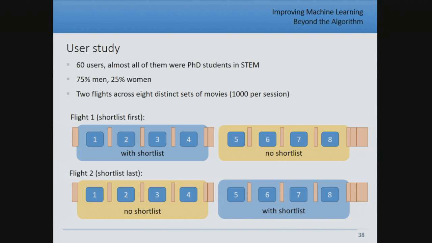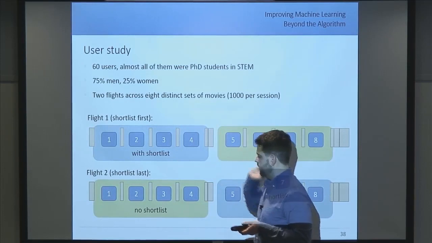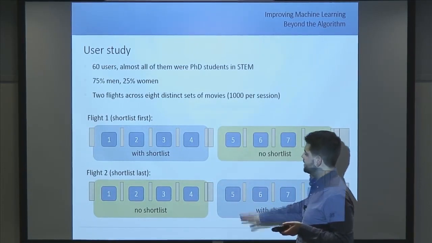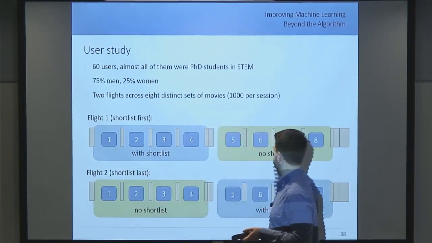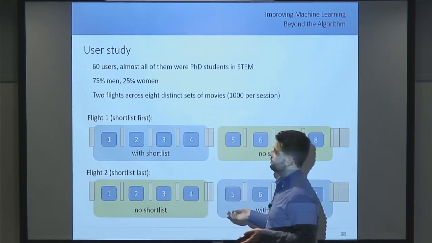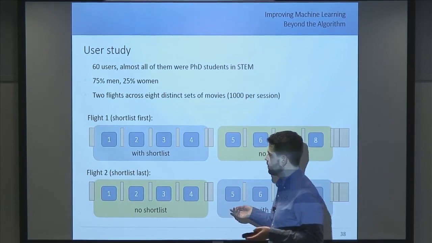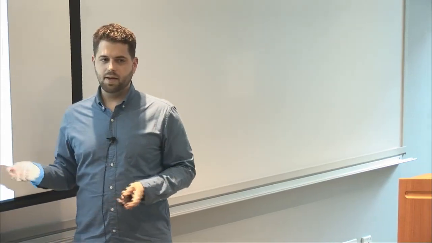And so we had 60 people come in, most of them PhD students. Three quarters were male, one quarter female. We randomly assigned them to one of two flights. In the first flight, they started with the shortlist first, and in the second flight, it was last. In each flight, they had to choose a movie 8 times. Each of these corresponds to a new session, and in each session, they had a fresh set of 1,000 movies to pick from. Then we collected the feedback data and also user feedback through surveys.